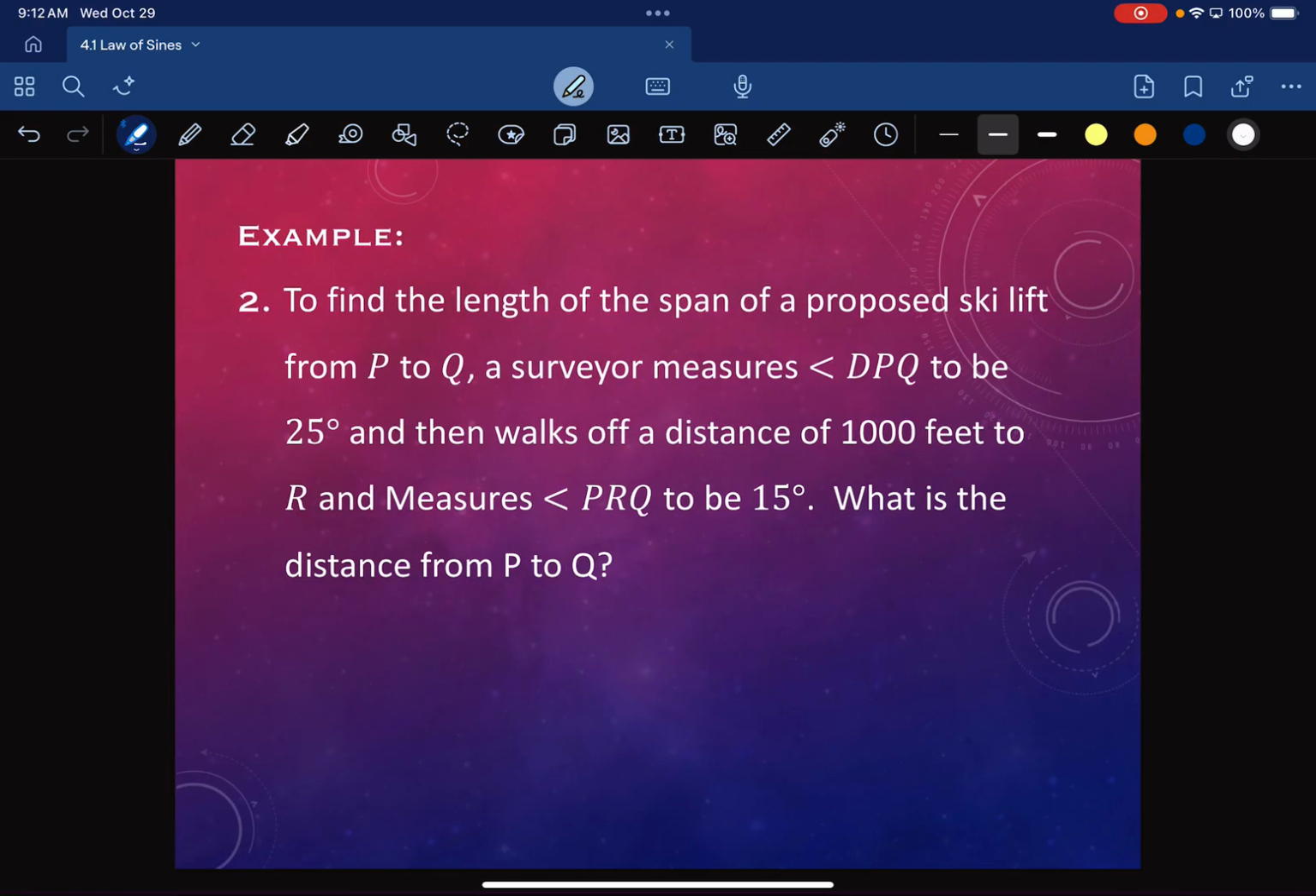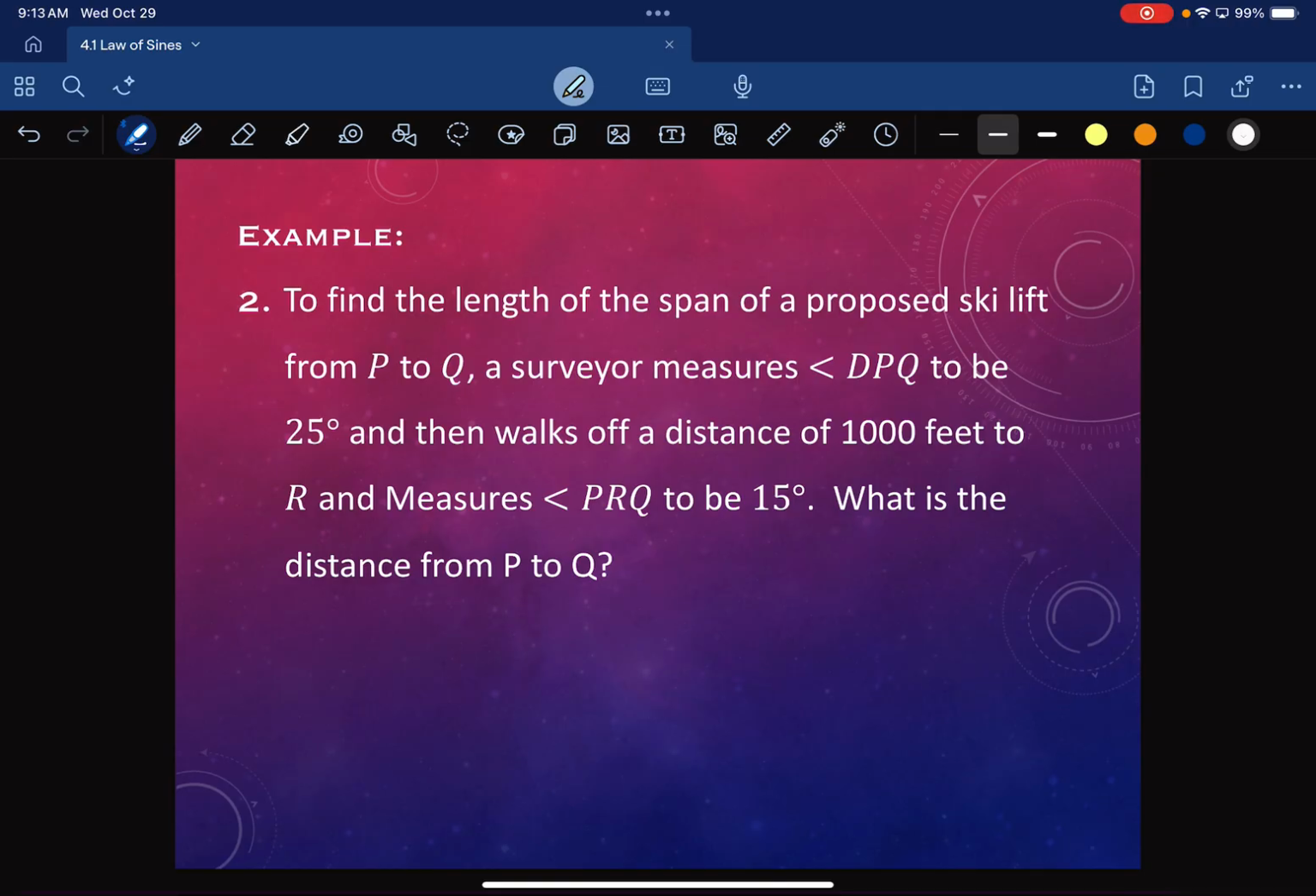Here's one with some application. It says, to find the length of the span of a proposed ski lift from P to Q, a surveyor measures the angle DPQ to be 25 degrees, then walks off a distance of 1,000 feet to R and measures angle PQR to be 15 degrees. What is the distance from P to Q?